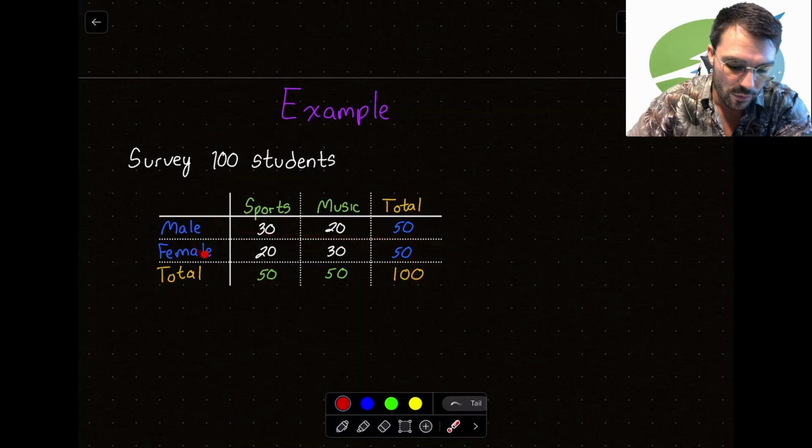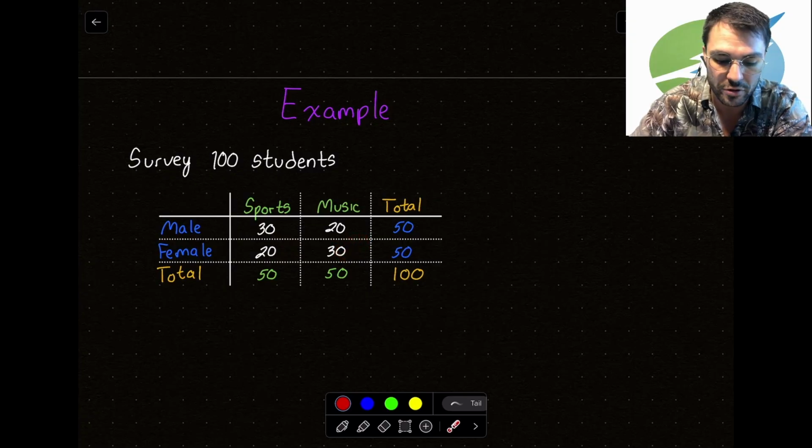Likewise for the female row, we have 20 females who play sports, 30 females who perform music, for this 50 right here. And then going up down for sports, 30 males who play sports, 20 females who play sports, 50 students play sports. Music, 20 males perform music, 30 females perform music, for a total of 50 students performing music.